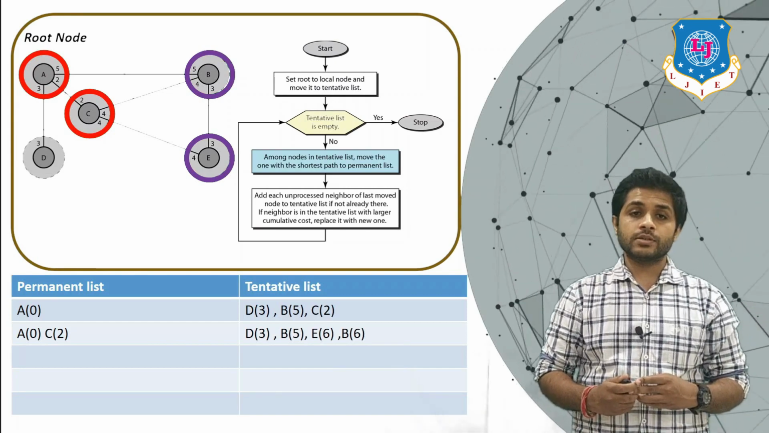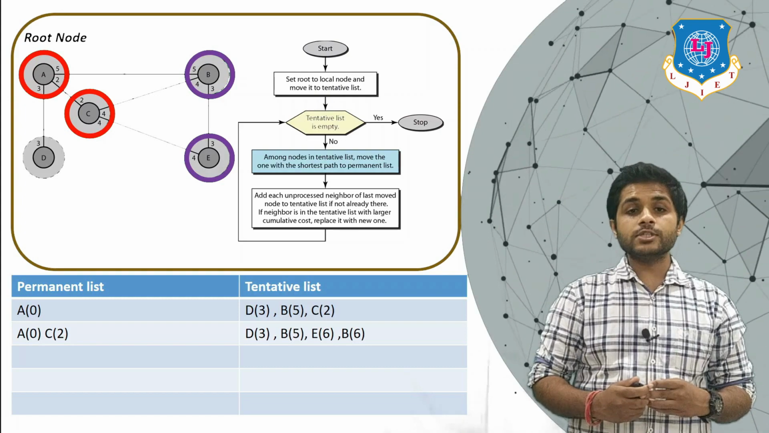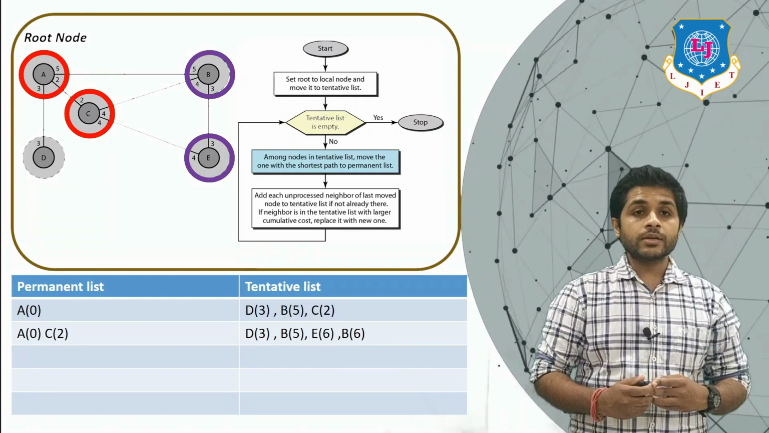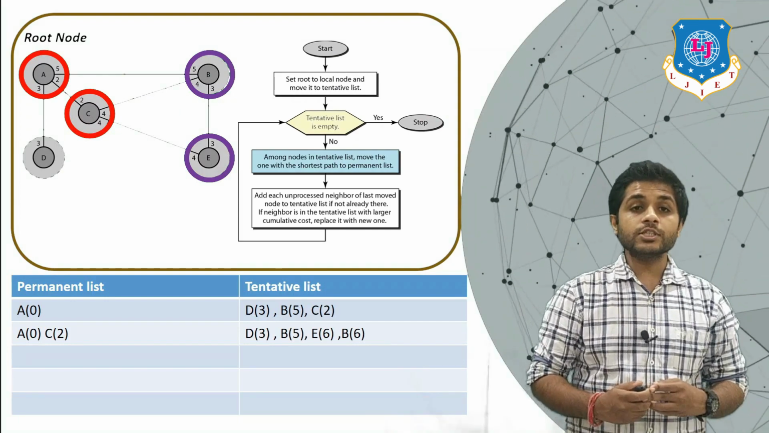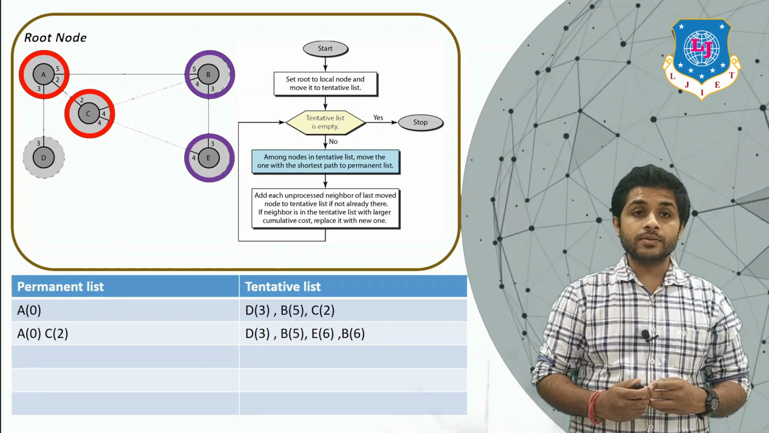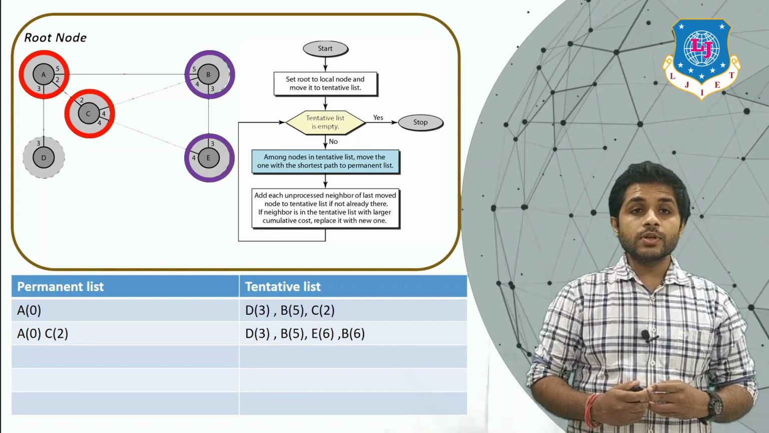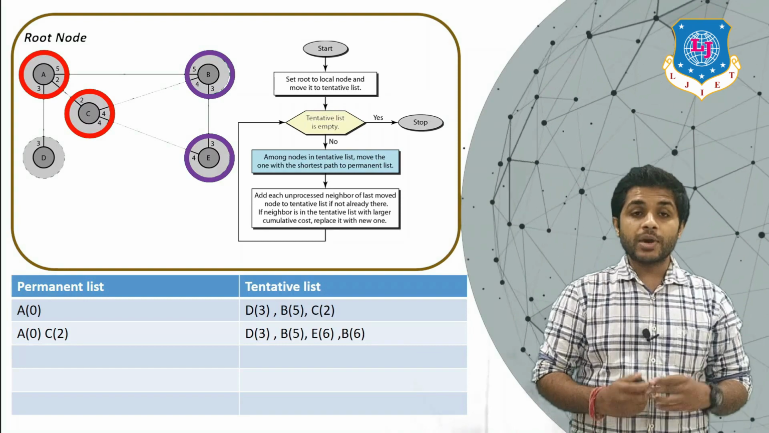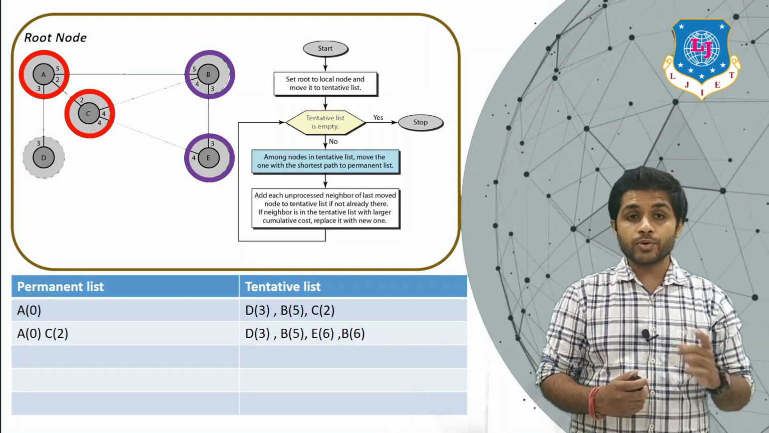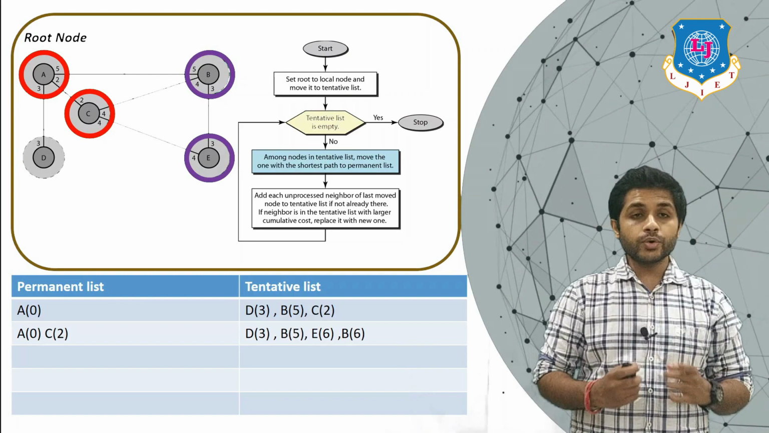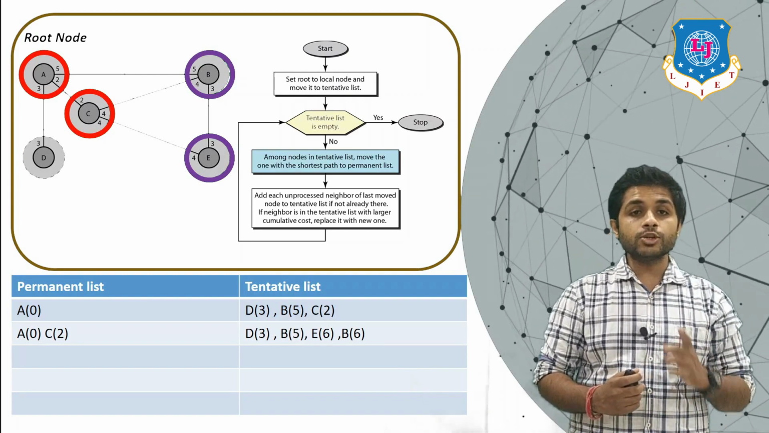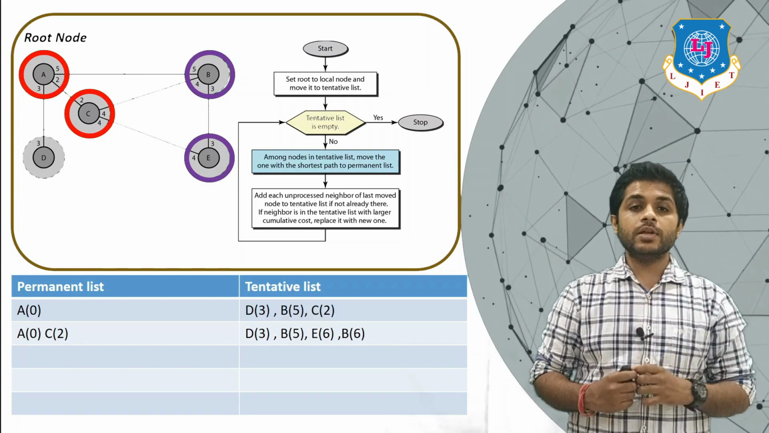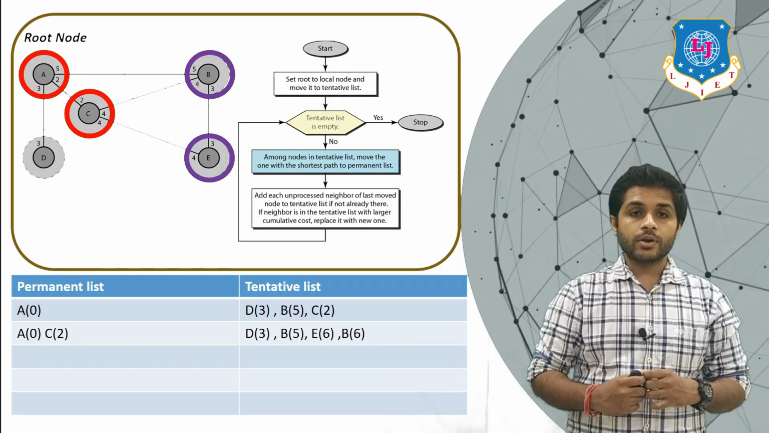and B6. Now why is the value of these nodes 6? Right now we are reaching the routers B and E via C. So the distance from C to B is 4 and the distance from C to E is 4. But we are considering the distance from the root node. So if you consider the distance from the root node, A to C and C to E will be E6, and A to C and C to B will be B6, right?